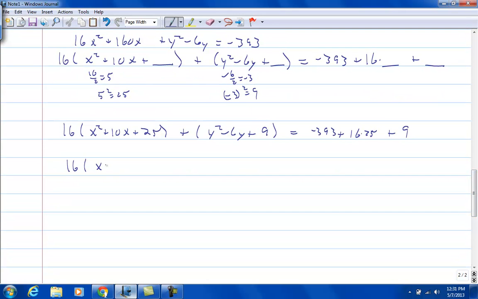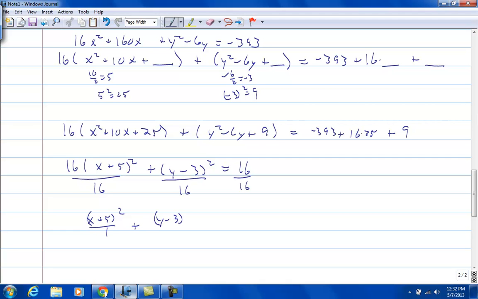16 times x plus 5 squared plus y minus 3 squared equals, so that's -393 plus 400 is 7. 7 plus 9 is 16. And it's supposed to equal 1, so we'll divide everything by 16. And we have x plus 5 squared over 1 plus y minus 3 squared over 16 equals 1.